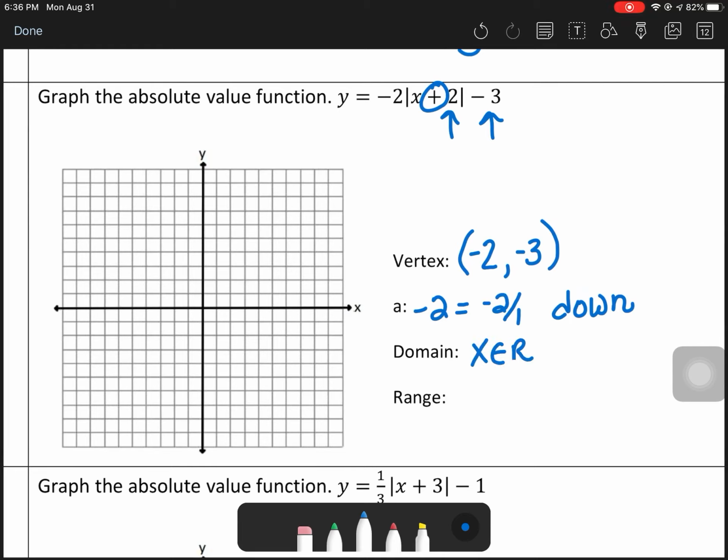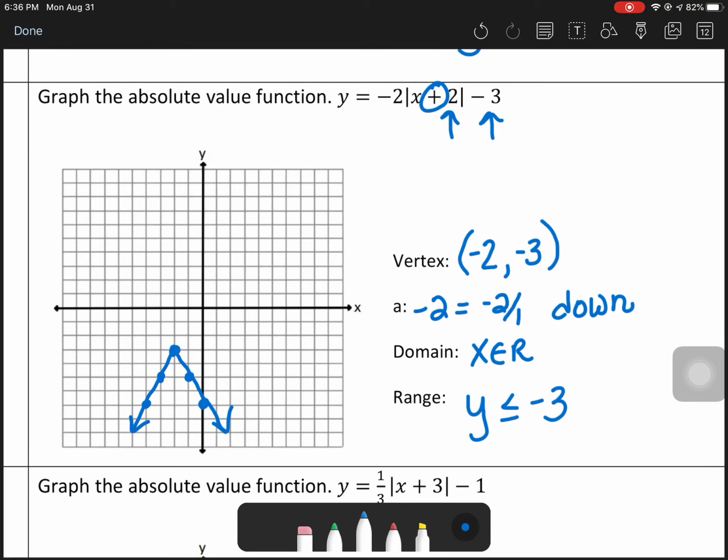So to graph, we start at the origin and we go 2 to the left and 3 down for our vertex. And then we're going to do our rise over run to do our slope. So from our vertex, we're going to go 2 down and 1 to the right. We'll draw that in, and since we know that an absolute value function is symmetrical, we're going to draw the other side going 2 down and 1 to the left. We draw in our absolute value function.